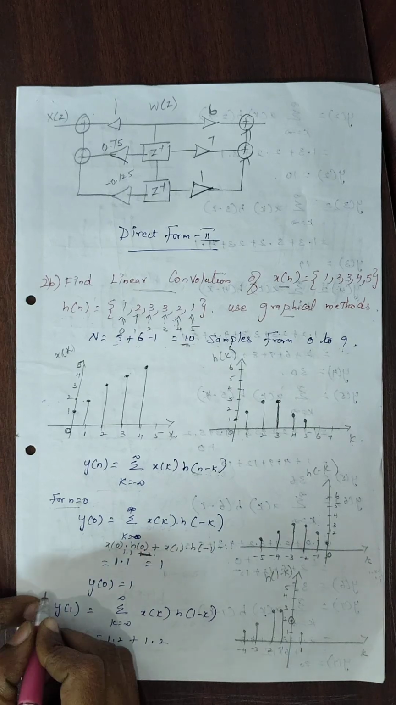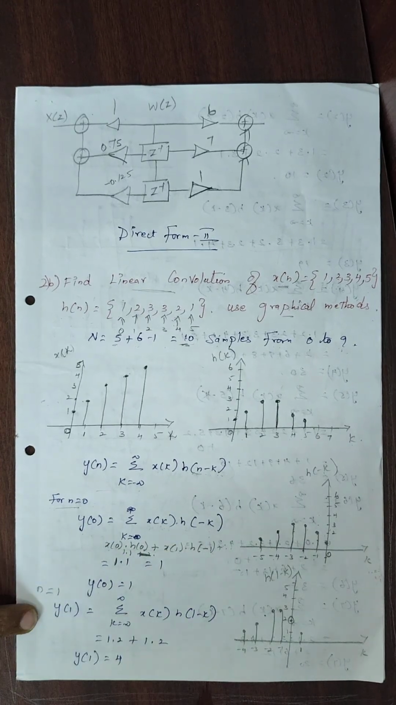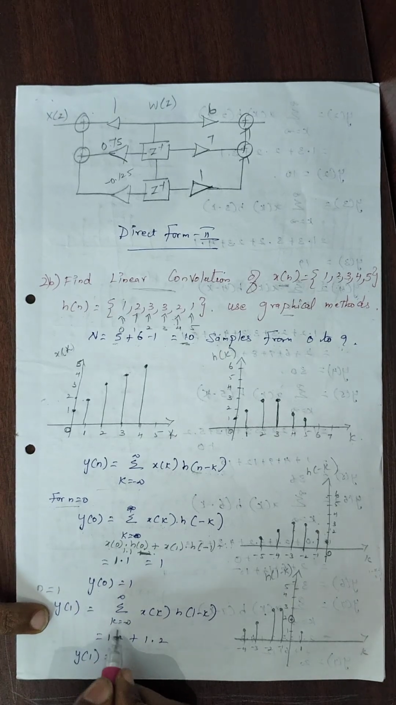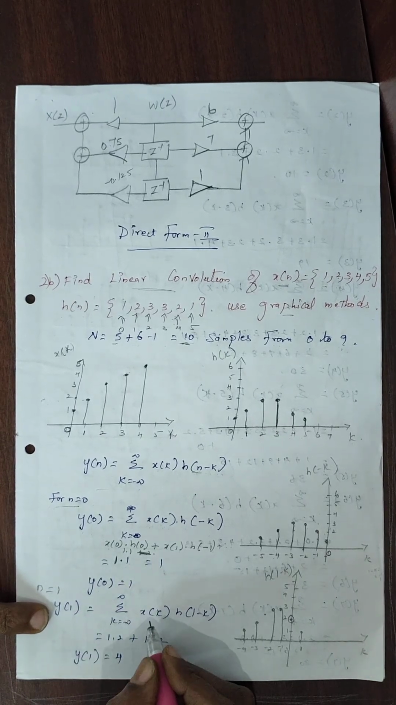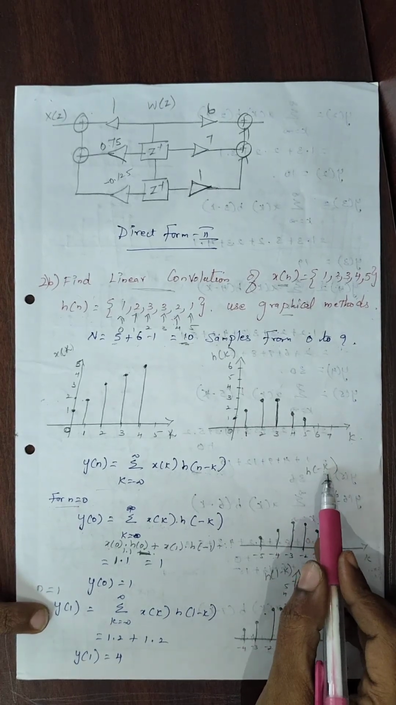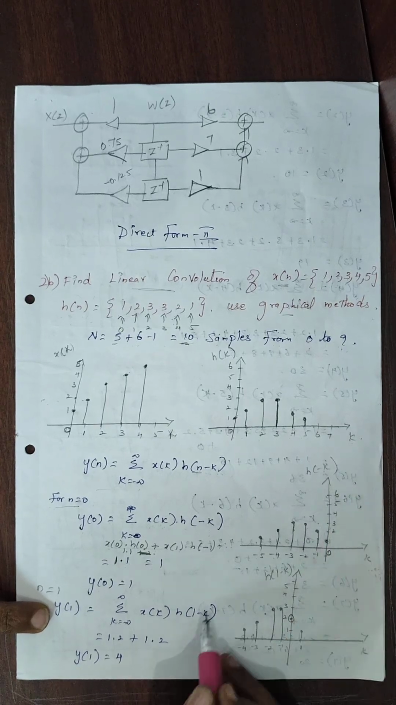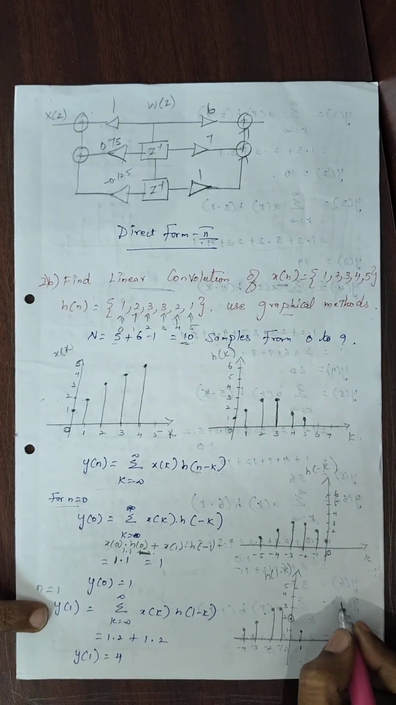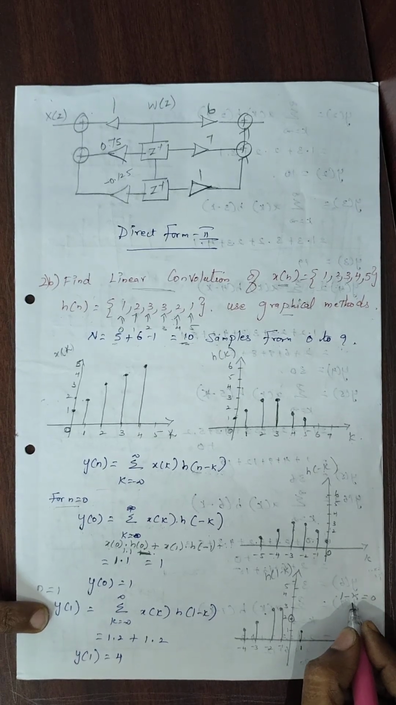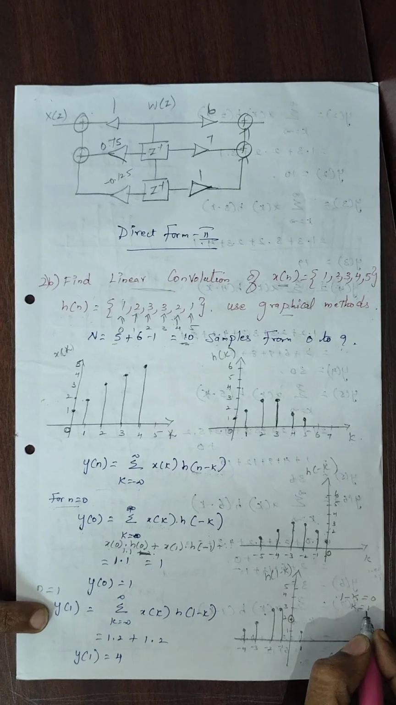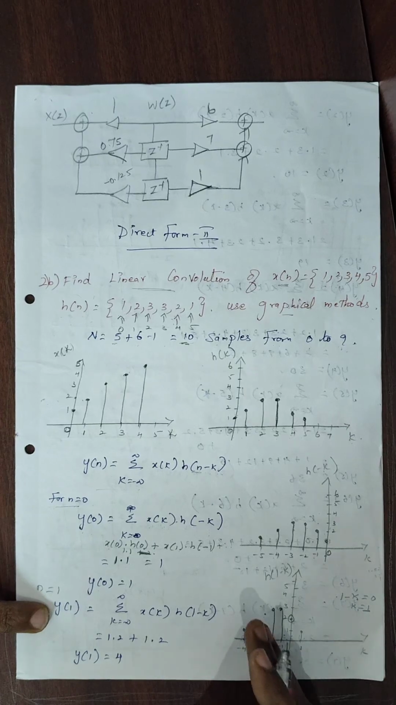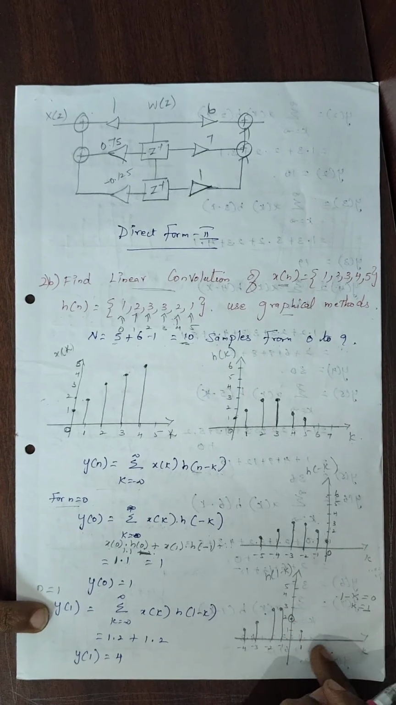Then substitute n equal to 1. So y of n is equal to summation k equal to minus infinity to infinity x of k h of 1 minus k. You see here it is h of minus k. For 1 minus k equal to 0, k is equal to 1, a positive value. So we are shifting 1 time positively, shifting towards the positive side.